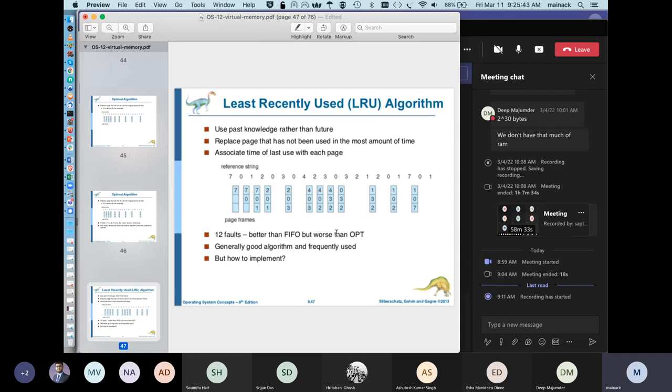And you can implement it because you will have the last use for each page. And all you need to do is to sort, or basically not of sort. You want to find the minimum time of last use for each page.